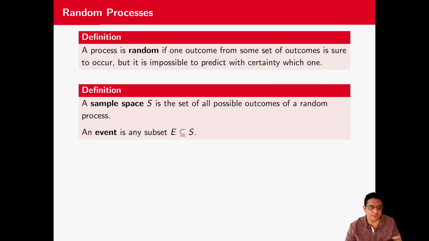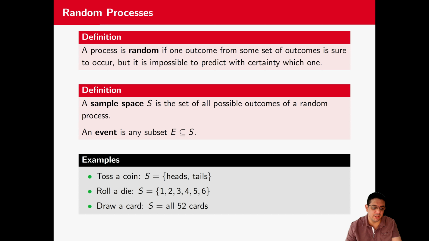As a definition, a sample space is the set of all those possible outcomes of a random process. And an event is any possible subset of that sample space. Some examples: consider the sample space of tossing a coin. When you toss a coin, you only have two possibilities. You get heads or tails.